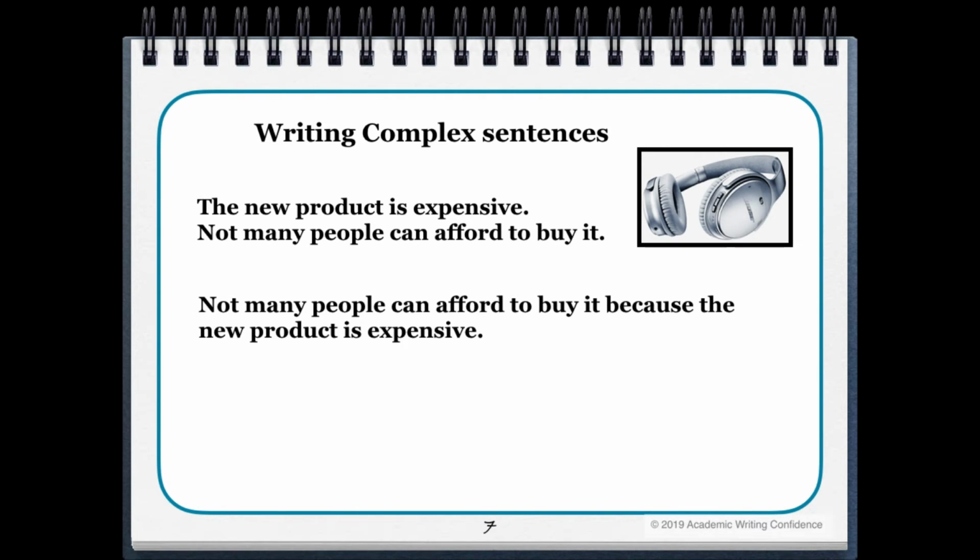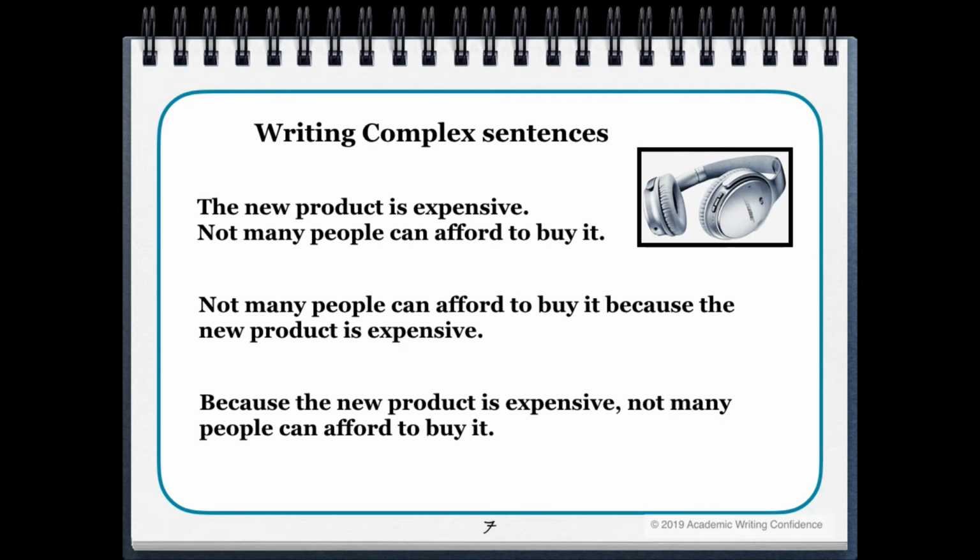We could also say it this way. Because the new product is expensive, not many people can afford to buy it. Now, many students know how to write the first type of complex sentence, but this second type is also a good way to write the same sentence.